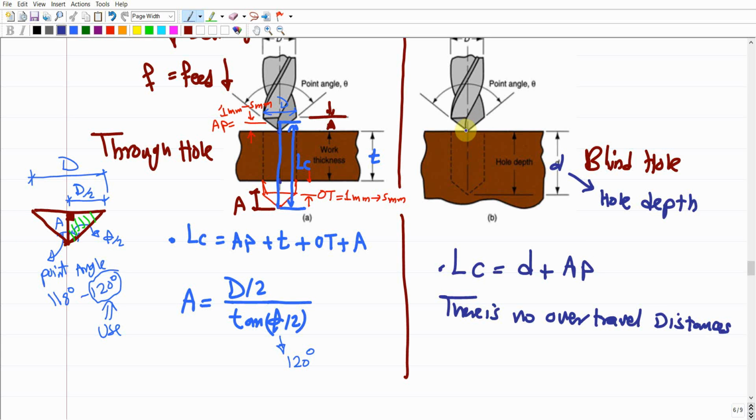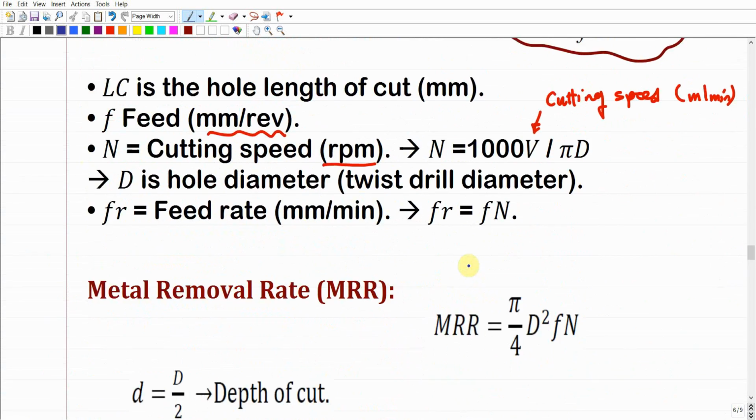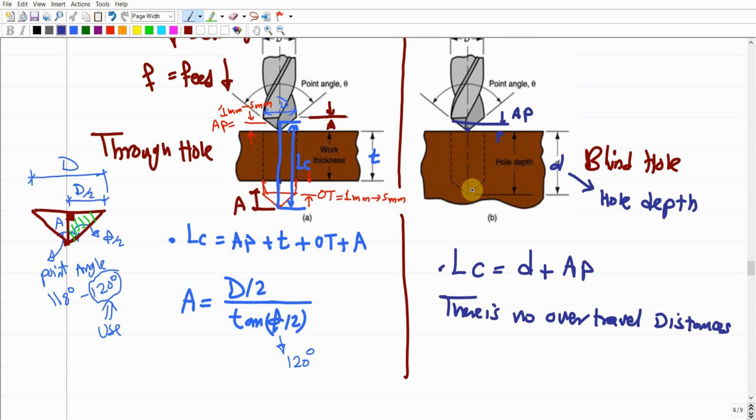It means that it is not necessary to start from here. We can start a little bit up with some approach distance. So if this approach distance was given, you're going to add it to the depth of the hole. You're going to end up with LC, and directly you're going to calculate the machining time. Here there is even no need to calculate A, which depends on the geometry of the twisted drill, because the depth of cut will include A automatically. This distance was included in the depth of the hole, as explained in this figure.